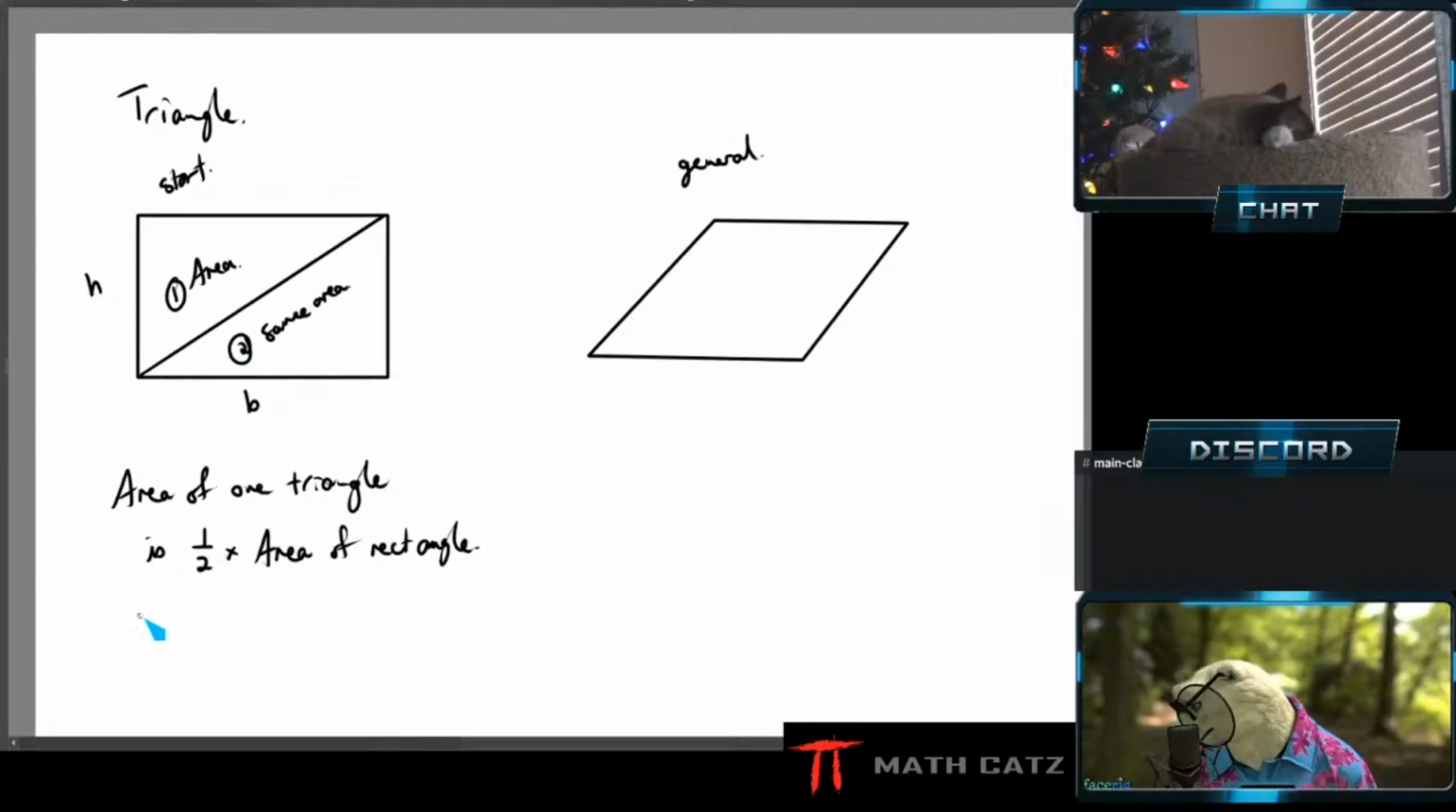In any case, so we get 1/2 times base times height. Dots, use time symbols, whatever, right? So the area of a triangle, 1/2 times base times height. Right here, 1/2 BH.